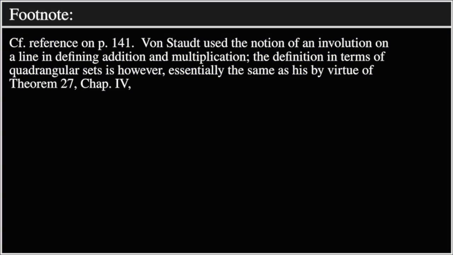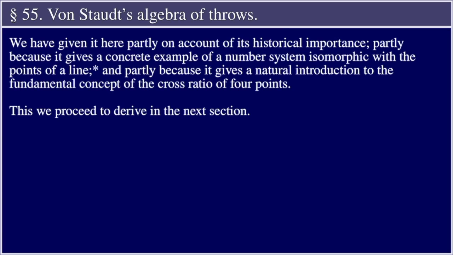Footnote, chiefly referenced on page 141. Von Staudt used the notion of an involution on a line in defining addition and multiplication. The definition in terms of quadrangular sets is, however, essentially the same as his, by virtue of Theorem 27, Chapter 4. We have given it here partly on account of its historical importance, partly because it gives a concrete example of a number system isomorphic with the points of a line, and partly because it gives a natural introduction to the fundamental concept of the cross ratio of four points. This we proceed to derive in the next section.